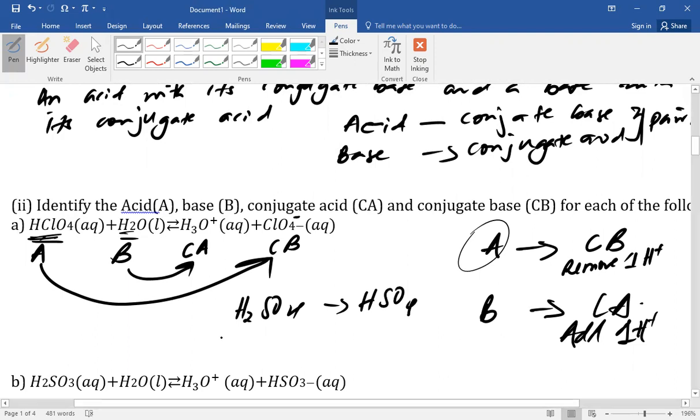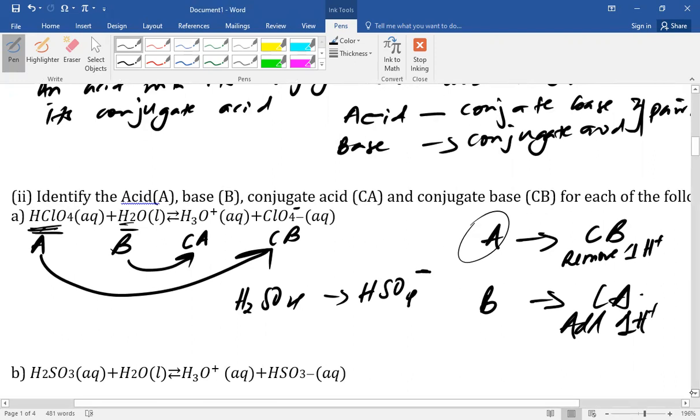Because we have removed one hydrogen, this is going to have a negative charge. Before, it was power 0. It had no charge, so it will now have a negative charge because of the removal of one hydrogen ion. So that's what happens.